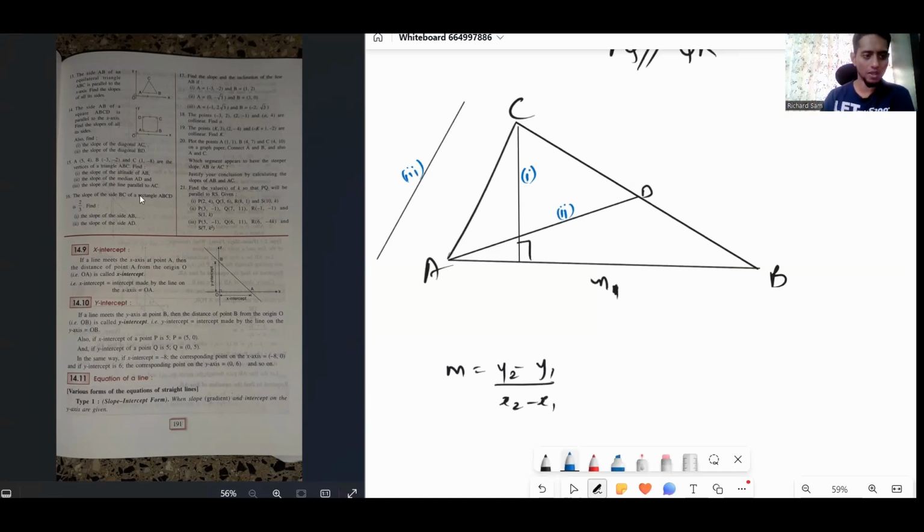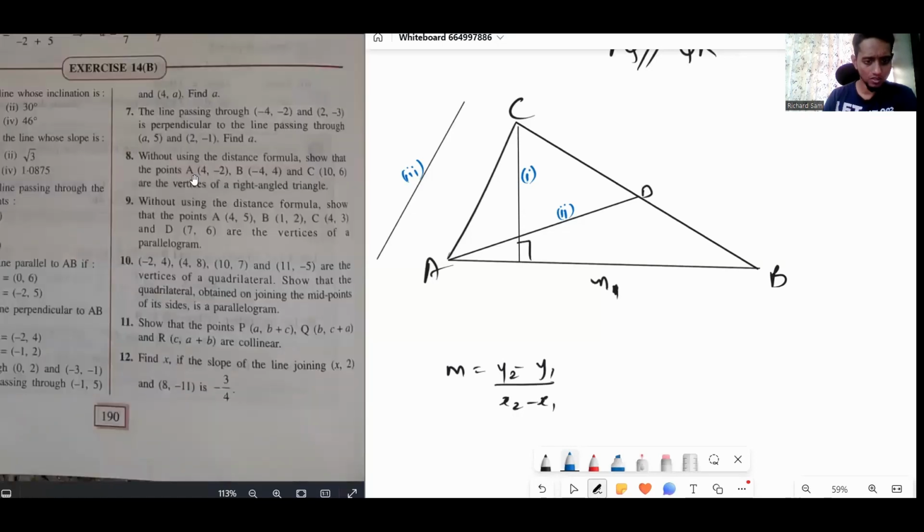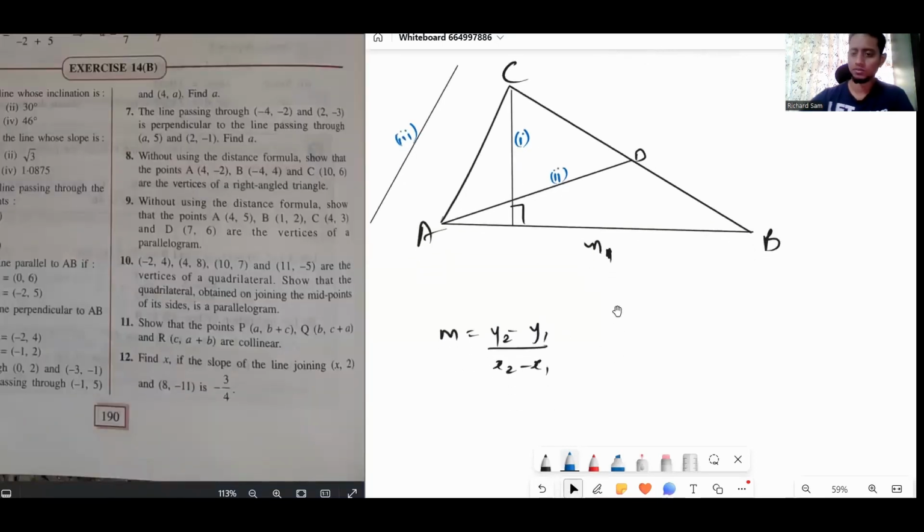How many questions did I give? How many did I give to do as homework? Okay, so mark some more questions that you can do. So 14B, which all did I give to do? 10, 11, 15.